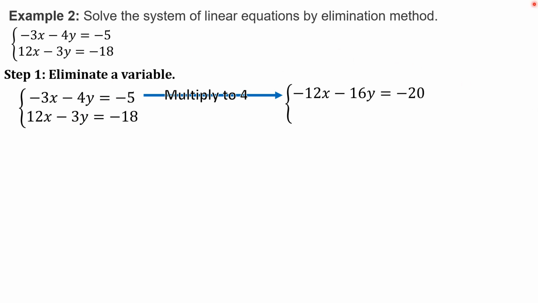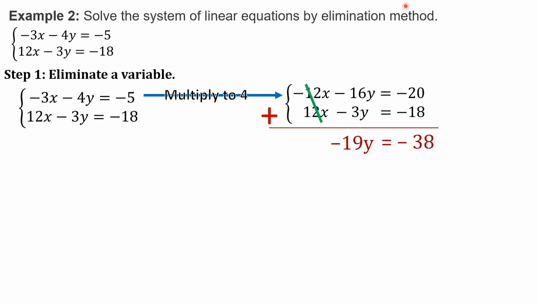Then just copy the second equation. We have 12x minus 3y equals negative 18. Now you look at x. As you can see, they are already the same coefficient with different sign. So we may proceed in adding them. Negative 12 plus positive 12 will give us 0. So cancel. Then negative 16 plus negative 3y will give us negative 19y. And negative 20 plus negative 18 will give us negative 38.